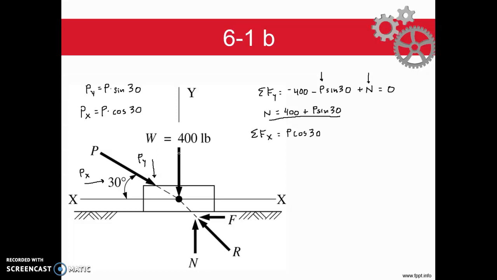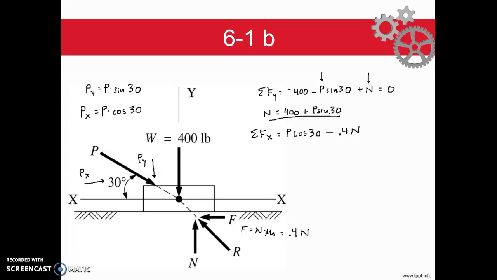And what else do we have? The weight is purely vertical. There's no horizontal component there. The only other force is the friction force. And friction is equal to the normal force times the coefficient of friction. And we were given in the problem statement that this is 0.4. So this is 0.4 times the normal force. And that's going to be going to the left. So we can subtract from that minus 0.4 N.